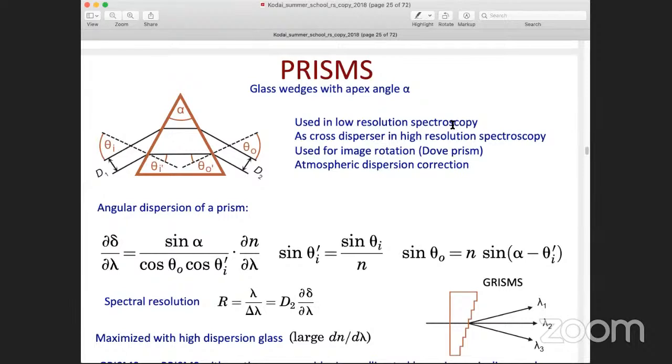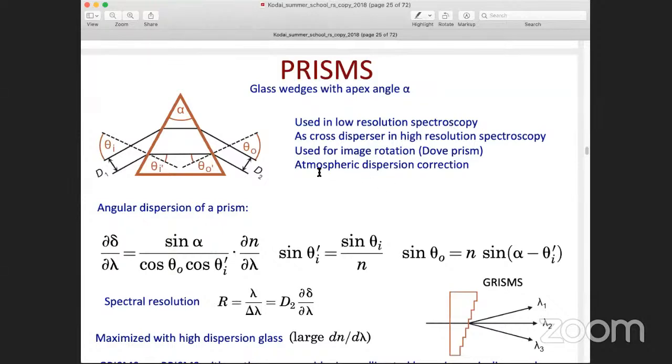It's called an order sorting filter. Prisms can also be used for image rotation, as in a dome prism, which looks like a right angle prism where the top edge is cut. So the input beam is rotated, and as you go outside, you get an image rotation by passing through them.